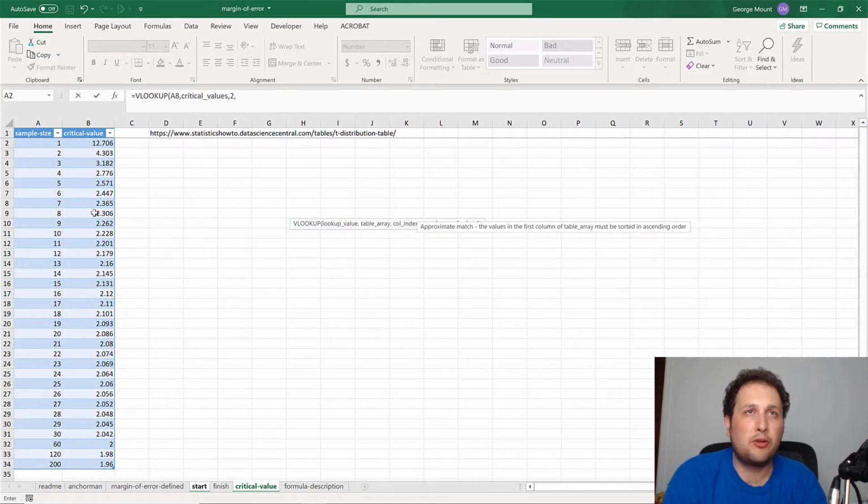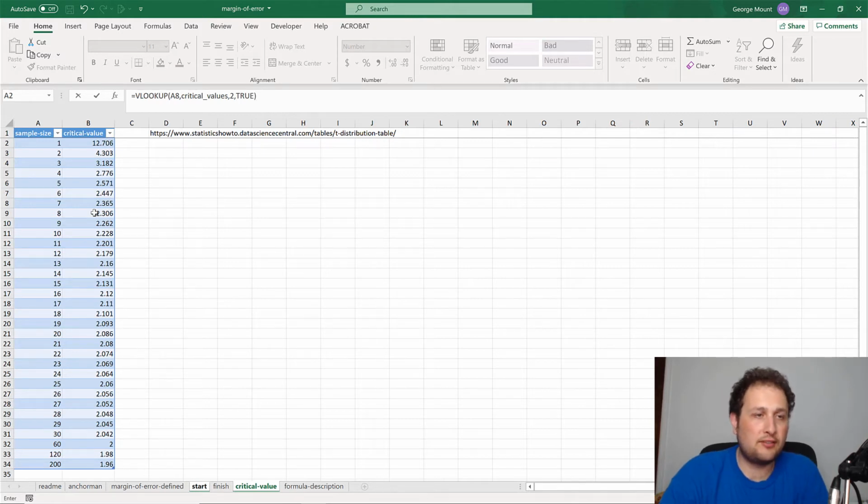I want to do an approximate lookup here. What this is going to do is, again, you'll see that some of these values do not have an exact match, right? So if we wanted to look up the critical value for a sample size of 61, we don't have that exactly, so we need to do an approximate lookup there.